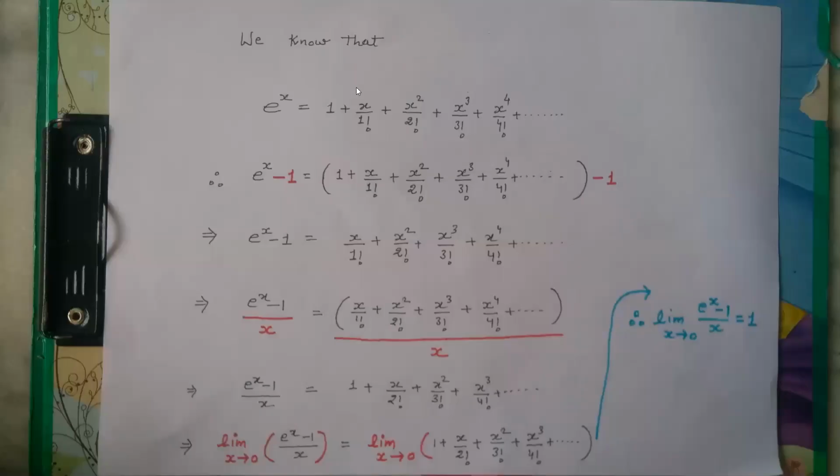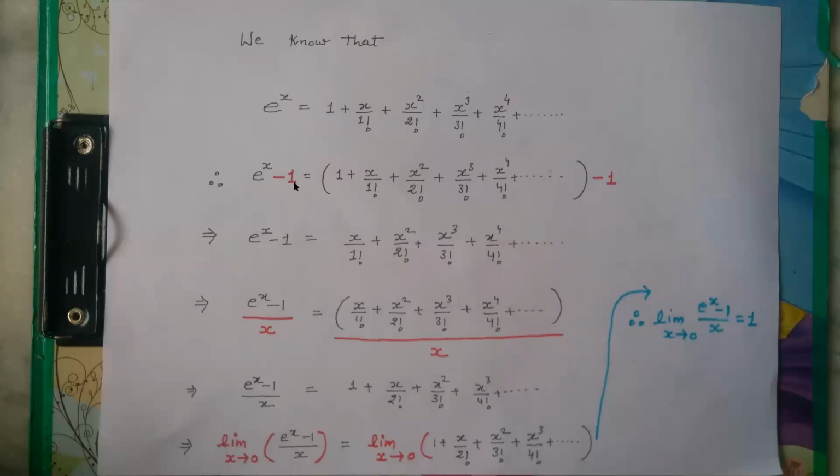My dear friends, once again, we know that the exponential function in the expanded form is this. e raised to power x is equal to 1 plus x upon 1 factorial plus x square upon 2 factorial plus x raised to power 3 upon 3 factorial plus x raised to power 4 upon 4 factorial, and so on.